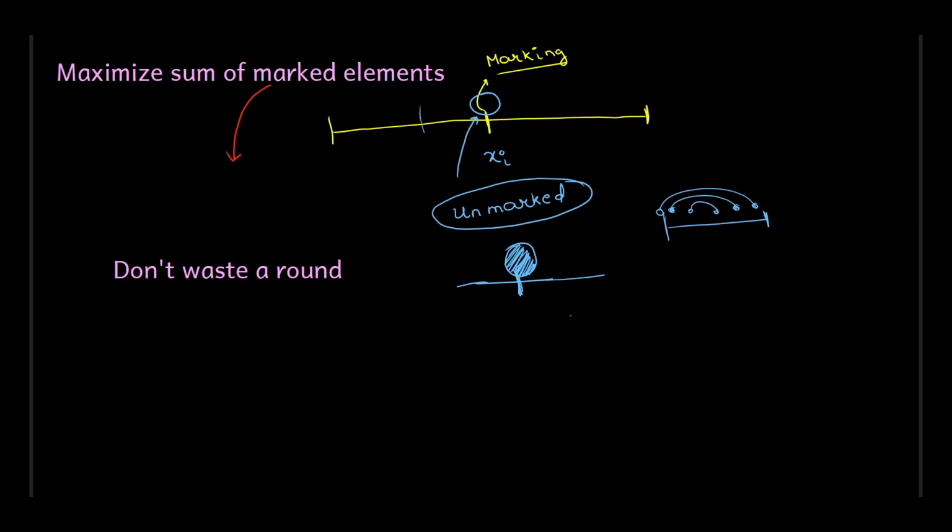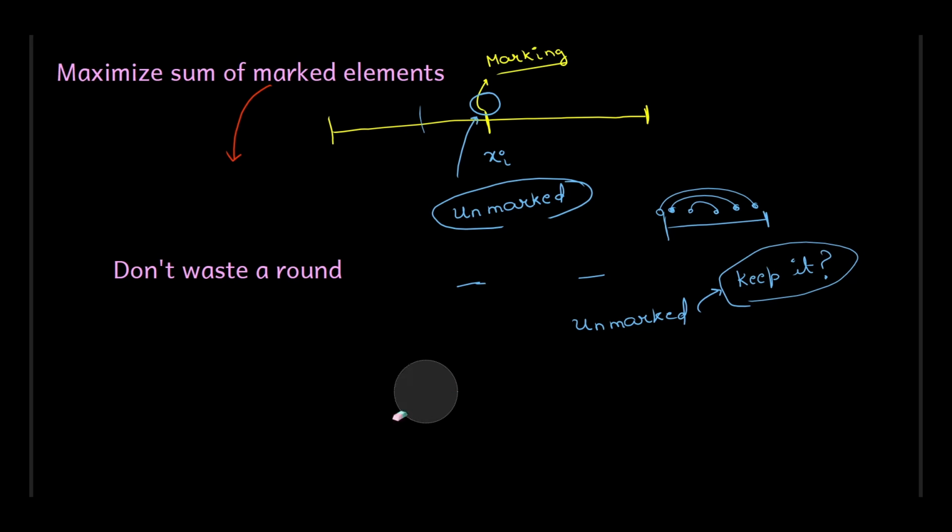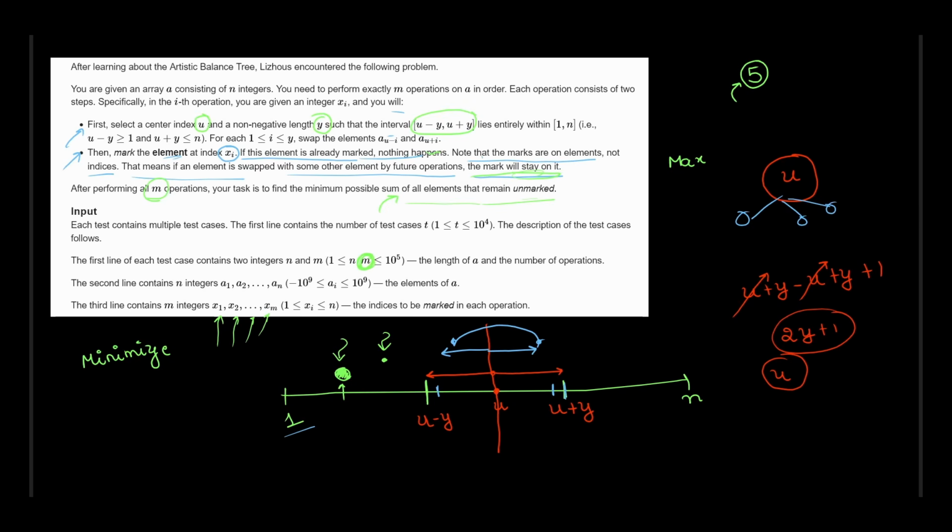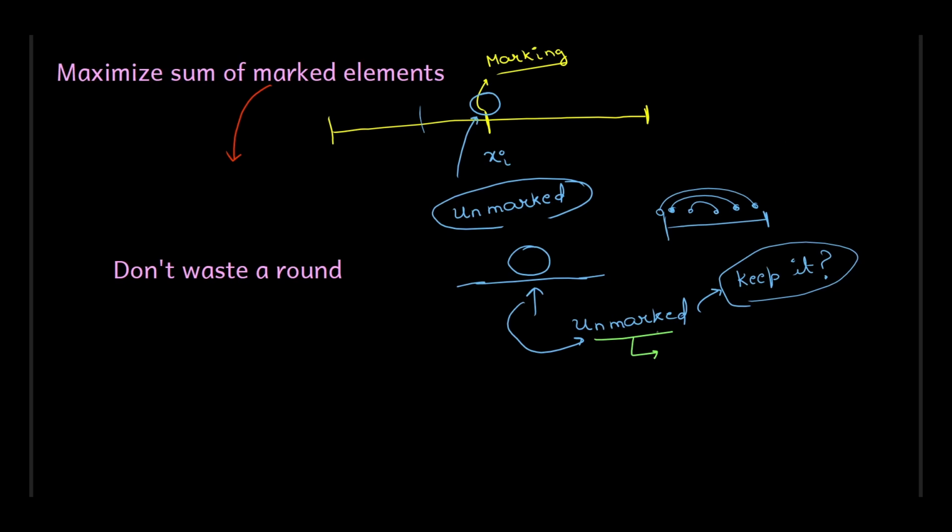If you forcefully mark this element, if this element is unmarked, then you are good. The question is, should you keep it, or should you utilize this shuffling or the mirroring to get some other element over here? Right now we are talking about the case of unmarked. If it is unmarked, is there no need to do the operation, or do we have to do the operation? Actually, you have to do the operation exactly once, but you have to select a non-negative length. It means you can select y as 0. It means that you don't actually have to do the swap if you don't want to. So that's good. It means skipping that round and simply marking it.